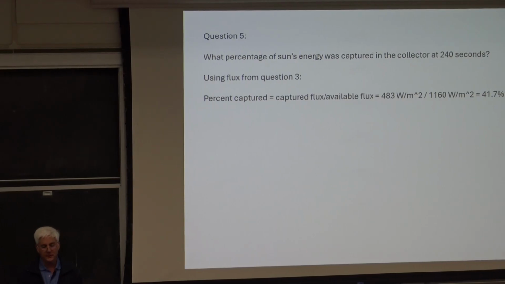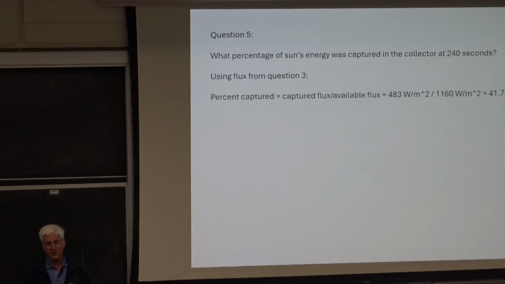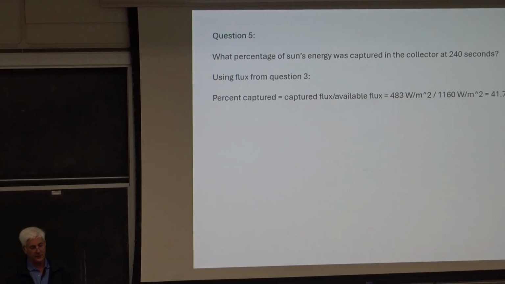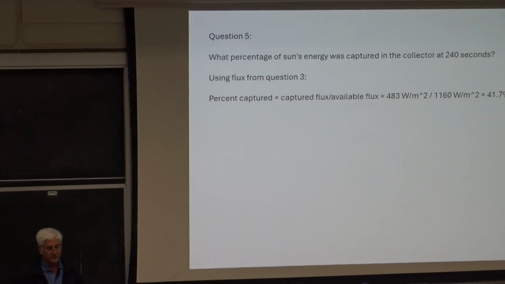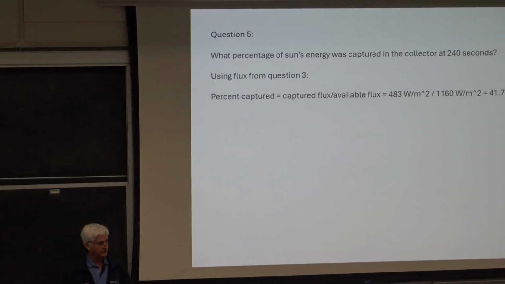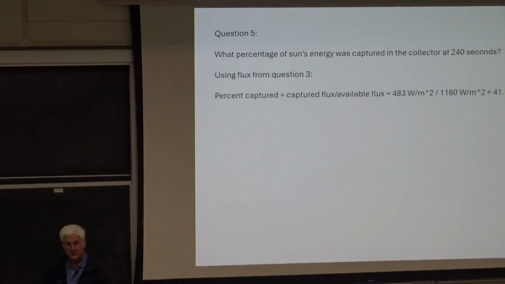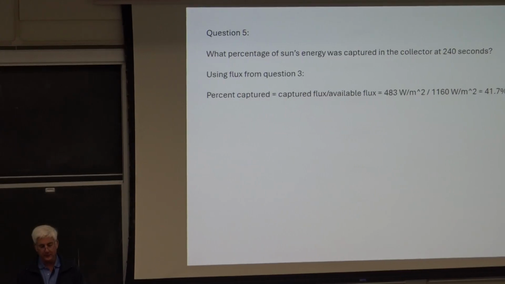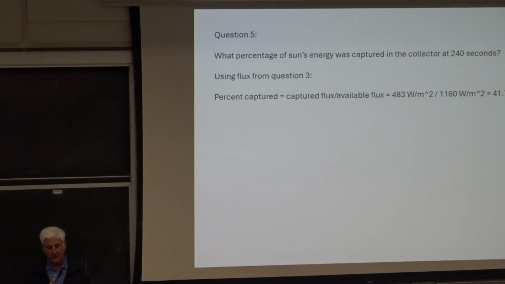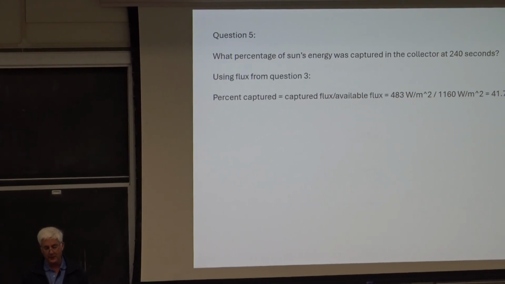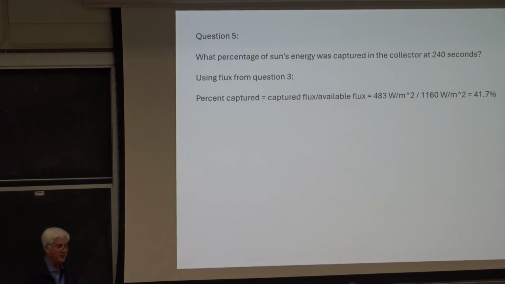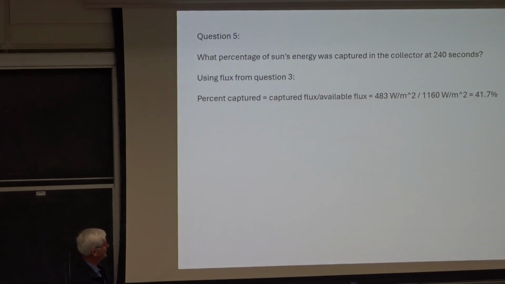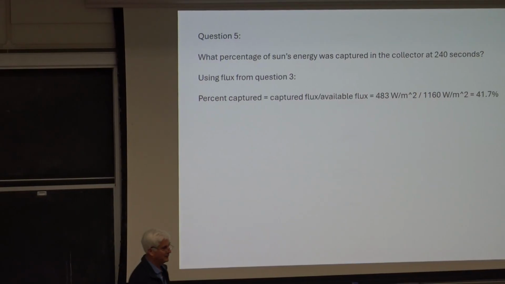So what percentage of the sun's energy was captured in the collector at 240 seconds? Basically, I'm saying, what's the efficiency of the collector? So the percent captured is the captured flux divided by the available flux, 483 watts per meter squared divided by 1160. 42%. It was kind of yucky.